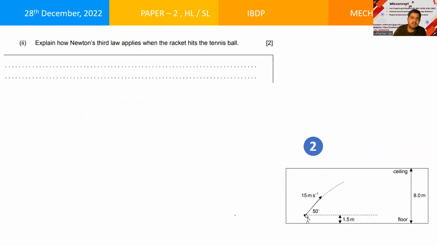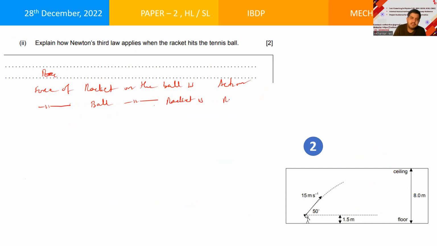Okay, next. Explain how Newton's third law applies when the racket hits the tennis ball. Simple. Force of racket on the ball is action. Then what you need to do? Just copy the same thing. Put ball here and racket here. Is reaction.